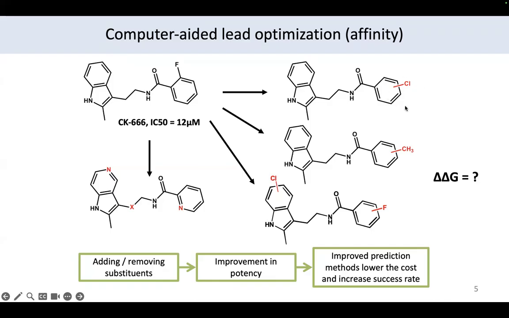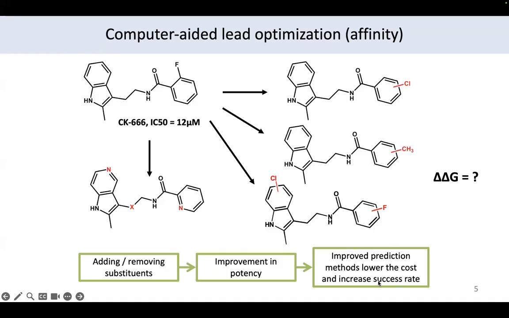So, for example, you could add chlorines, you could add methyl groups, you can have two groups here, chlorine and fluorine, or you could change the rings, change the linkers. But the question remains, what is the difference of the potency between this parent compound and all the analogs? In other words, we want to compute the difference of the free energy of binding between this parent ligand and all the rest on the target of interest.